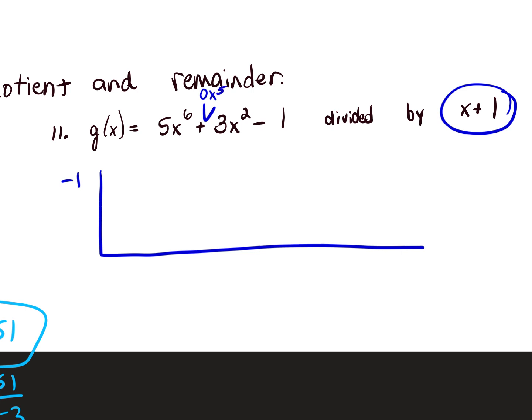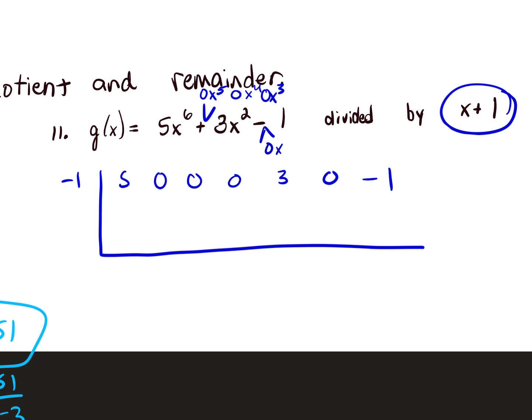I have an x to the 5th power that I'm missing, x to the 4th power, and x to the 3rd power. So I have to put 3 zeros. And what else? And another one after the 3, a 0x. So I have 5, 0, 0, 0, 3, 0, negative 1. Just be careful when you're plugging in what you're missing, especially if you're missing more than one thing.